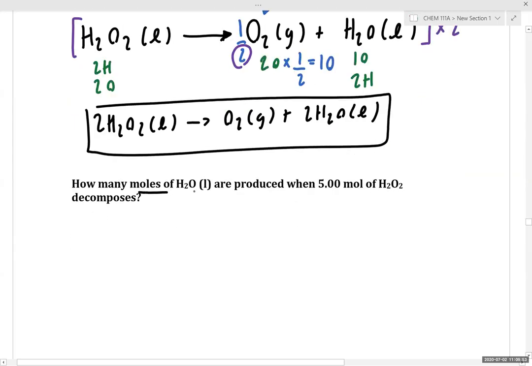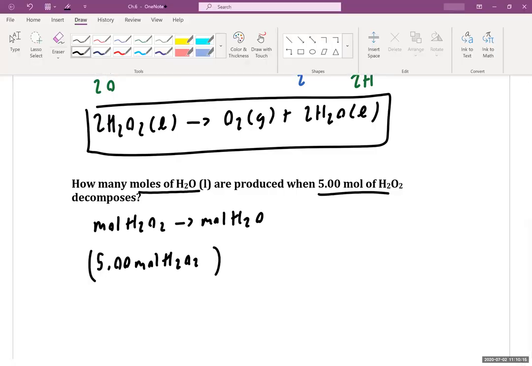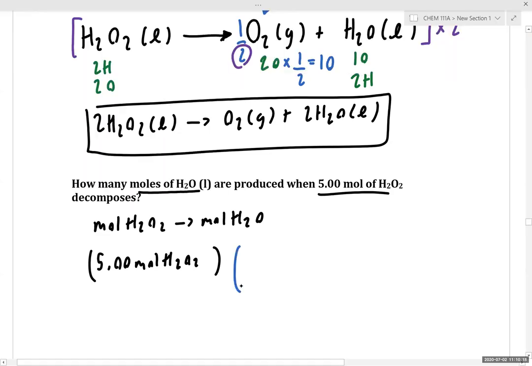So we're asked first, how many moles of liquid water are produced when 5 moles of hydrogen peroxide decomposes? So we're going from moles of hydrogen peroxide to moles of water. So we have 5.00 moles of hydrogen peroxide. And we know, looking at our chemical equation, how many moles of water do we have per mole of hydrogen peroxide? What is our mole to mole ratio?